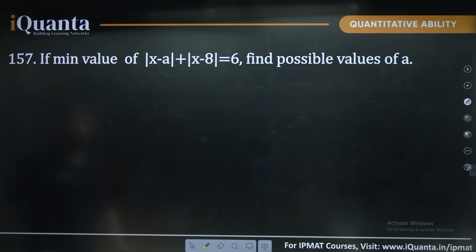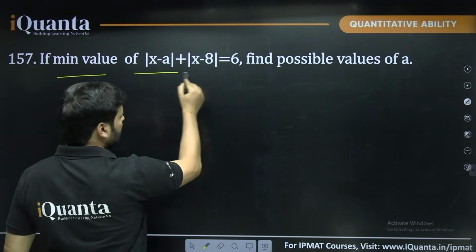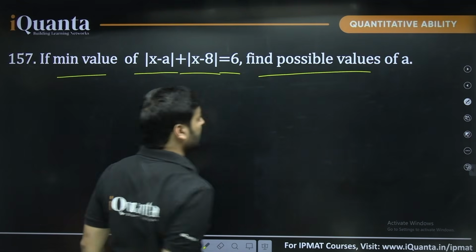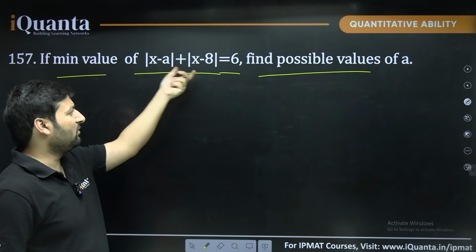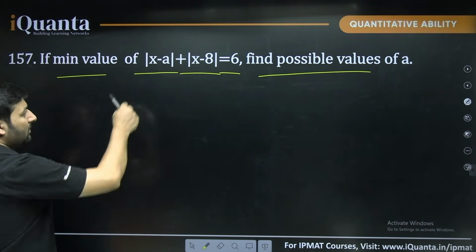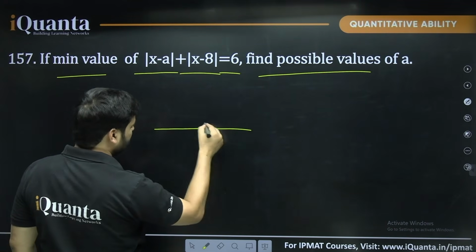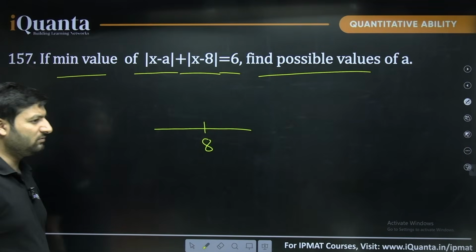Now let us try to solve this question. If the minimum value of |x - a| + |x - 8| is equal to 6, find the possible values of a. Minimum possible value, that means definitely this is a sum of two mods. Critical point is a, critical point is 8.